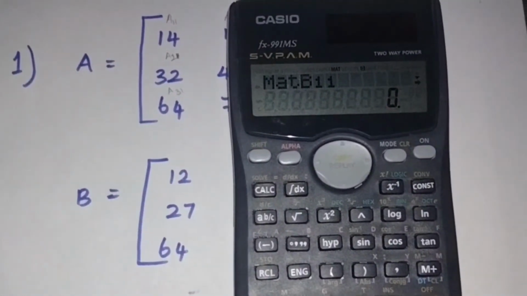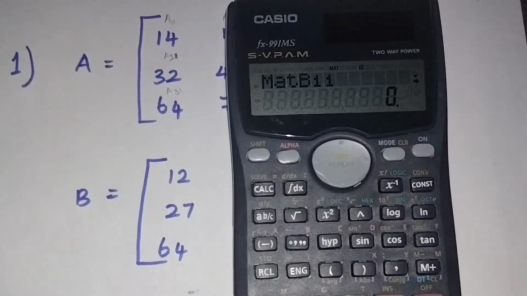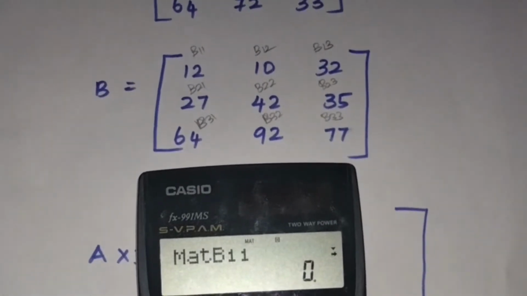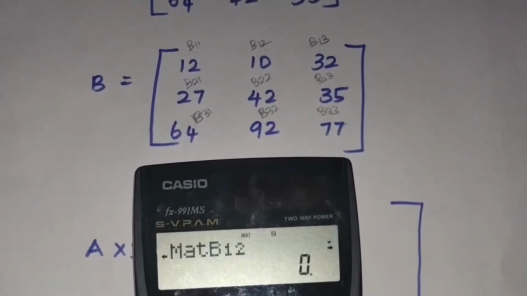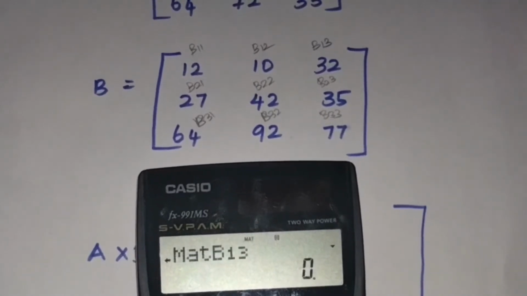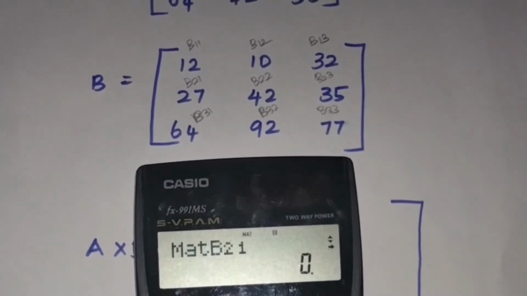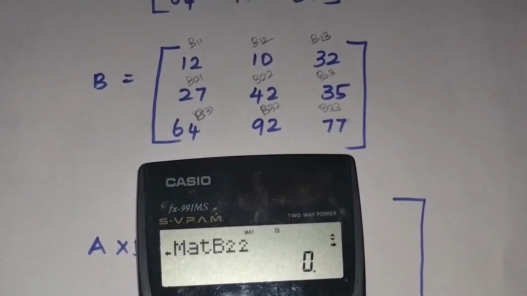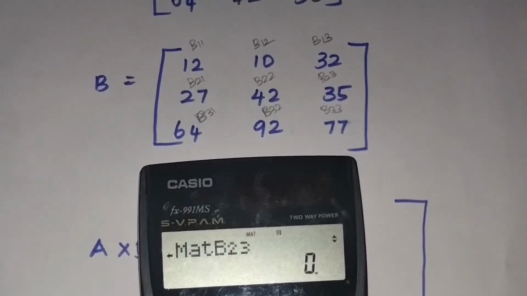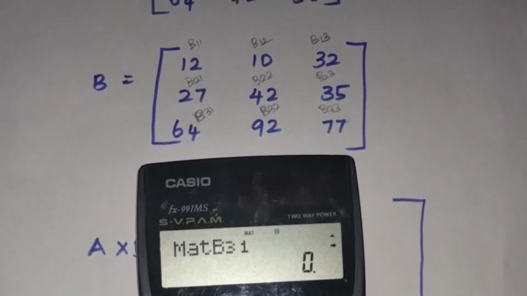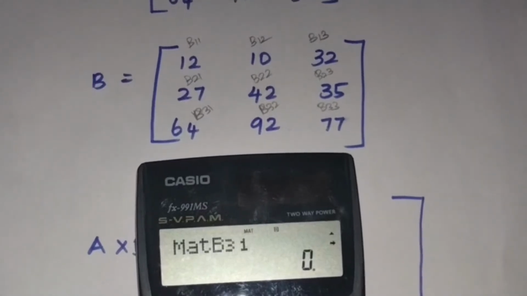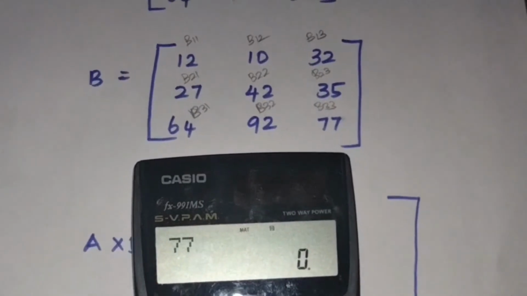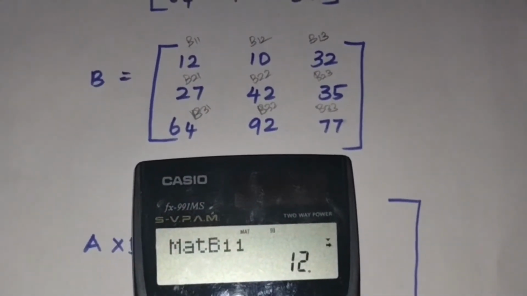After that it will ask the value of matrix B11. Here we have a B11 value as 12, so you just enter 12. Equal to, the 1 2 value is 10, 1 3 is 32 and 2 1 is 27, and equal to 42. So B22 is 42, and 35, equal to, the matrix 3 1 value is 64 and 92, 77. So we finish the matrix B.